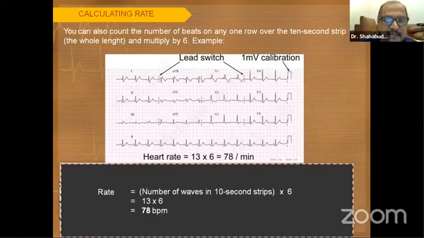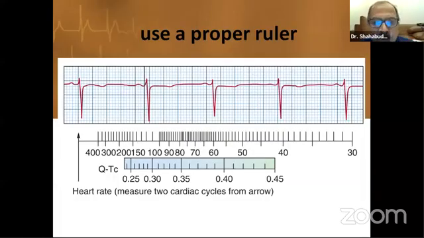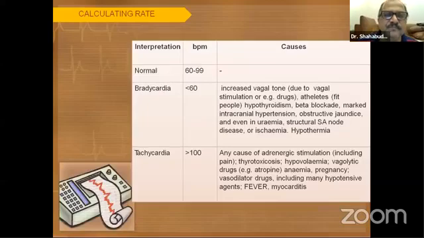And here is another rhythm in 6 seconds, 13 into 6, that is 78. We can use a ruler. If we use this ruler, you will have to place 2 cardiac cycles, and especially it should be a regular rhythm. You place this cardiac cycle here, this is 1 and this is 2. So it will automatically say that the rate is 60 per minute. So without any hesitation, by using this ruler, you can calculate the heart rate also.